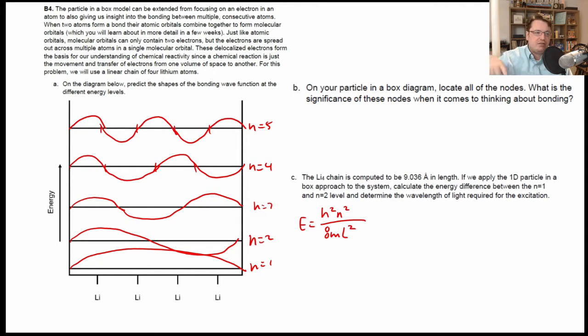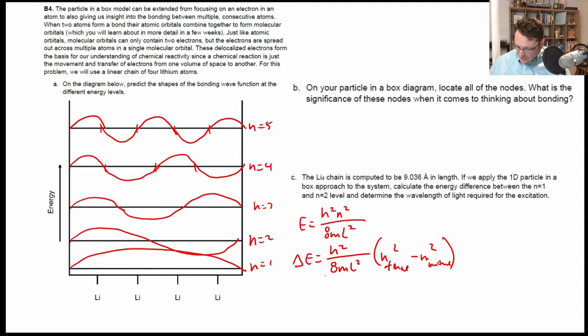You can take that energy difference and convert that into wavelength. I guess I could write all this out. So delta E is going to be equal to h squared over 8ml squared, and then it'll just simply be n final squared minus n initial squared. And you just plug and chug. That gives you the energy. And then all you have to do to convert that into wavelength is use hc over lambda, and you simply solve for lambda, which is the wavelength.